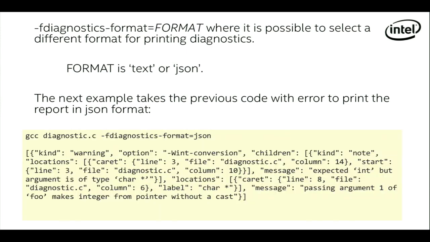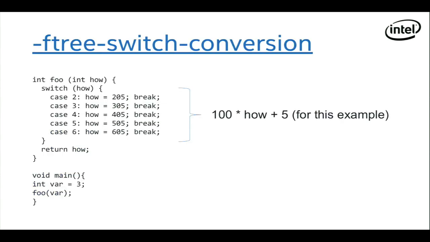So if we take gcc diagnostic.c, which in this case has some mistakes, and we run -fdiagnostics-format=json, it will generate the JSON format rather than just text. If I pass that through a JSON reader, it's way easier to read, and easier for another tool to classify or cluster and things like that.